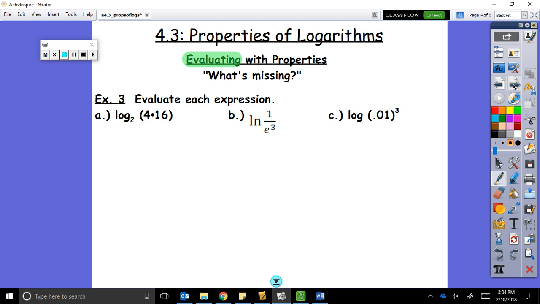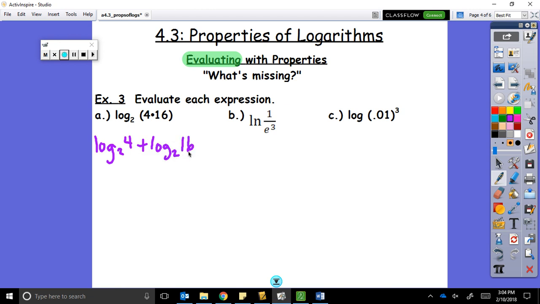All right. Now we want to do a little bit of evaluating, and this is evaluating using our properties that we just talked about. So let's look at the first one. Remember that the times symbol means add, so I can rewrite this one. Log base 2 of 4 plus log base 2 of 16. Now why would I do that?